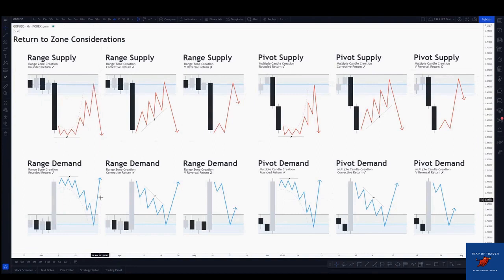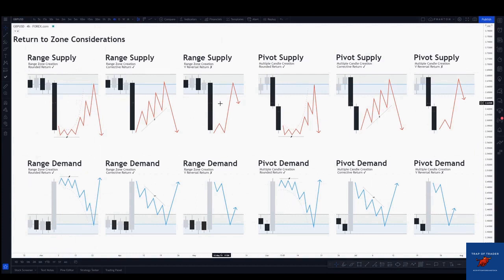The same thing can be said about demand. There was a rapid injection of demand into the market that pushed price higher, and price is now rebalancing the mix between supply and demand, slowly rounding back into the demand zone, where we would be looking for entry. There is a very high probability that the zone will hold, and this is a really great way to measure your return back into a supply or demand zone: looking for that rounded return.